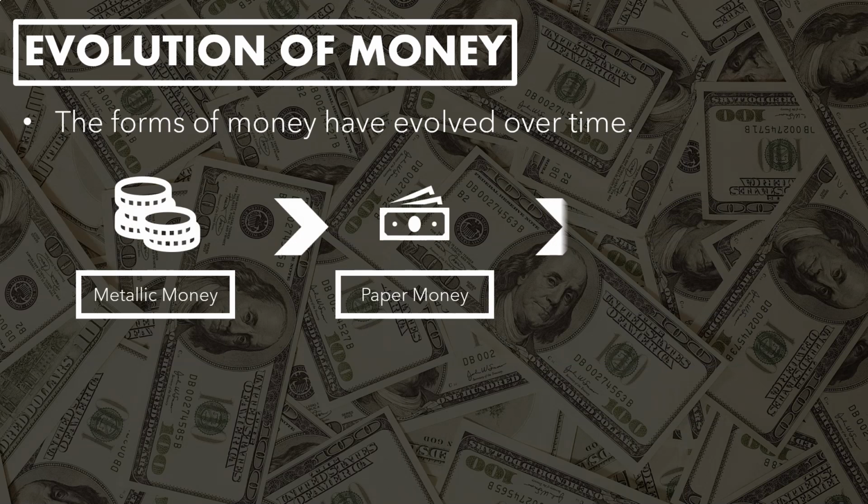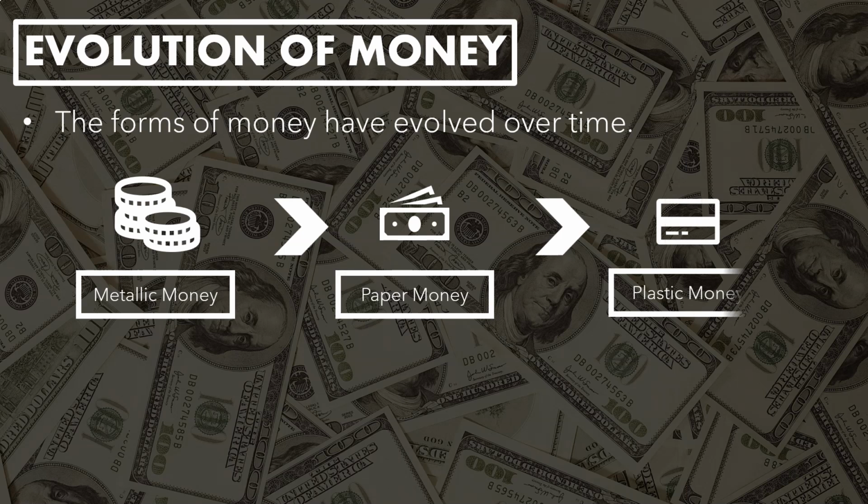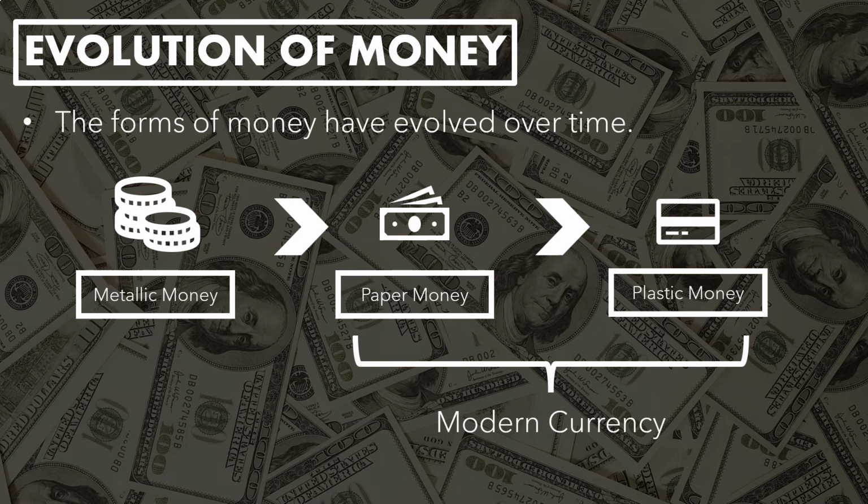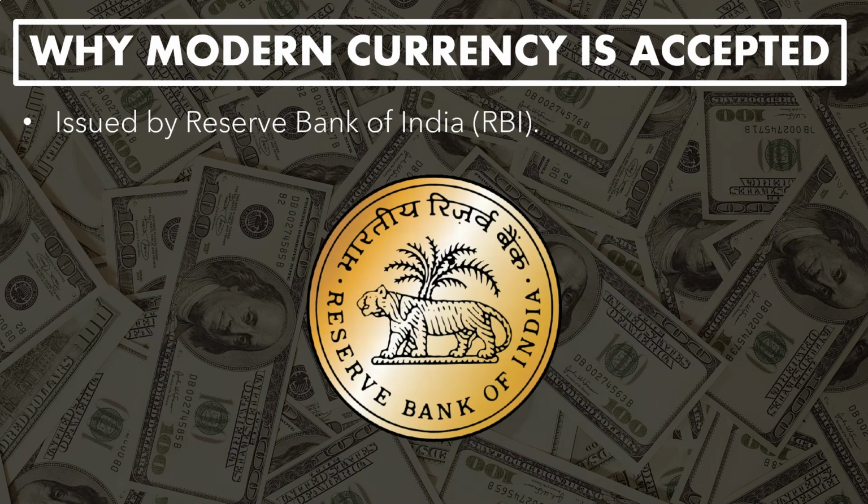So paper money and plastic money constitute what we call modern currency, because nobody's using coins anymore, which is why in this modern world most people are either using paper, plastic, or digital payments. So that's known as modern currency. So why is modern currency still accepted even though the actual currency has no value on its own?